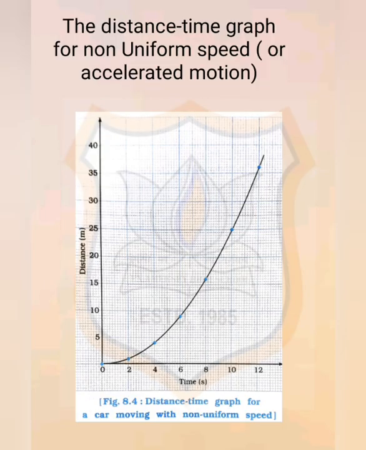Next, the distance time graph for non-uniform speed. So, this diagram represents the distance time graph for the motion of a car. Note that the shape of this graph is different from the earlier distance time graph because that was for uniform motion. Therefore, the nature of this graph shows the non-linear variation of the distance travelled by the car with respect to time. Thus, the graph shown in this figure represents motion with non-uniform speed.